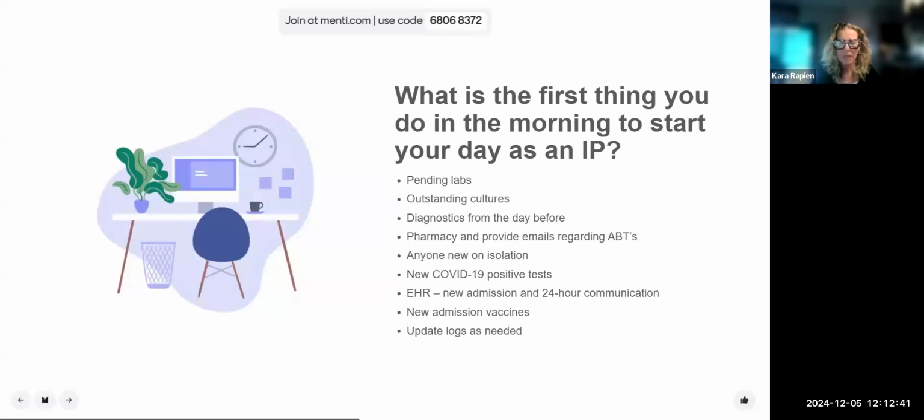So many of you put a lot of really great ideas on there. So here's an example of what your morning could look like. Let's say you head to your office and you're first going to browse through your emails and look for pending labs, outstanding cultures, any diagnostics from the day before. Are there any pharmacy emails or emails from providers regarding new or current antibiotics? Looking at those 24-hour communications like he talked about, has anyone been placed on isolation?